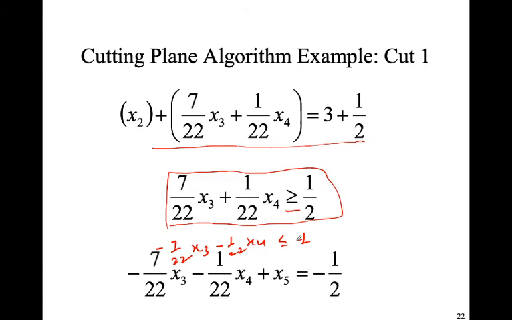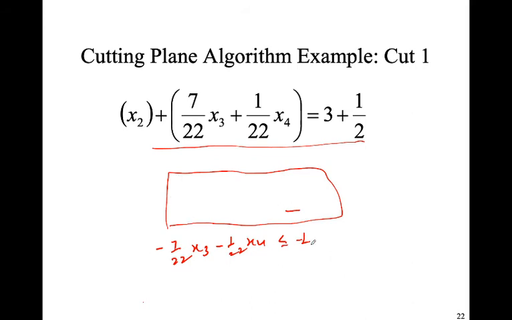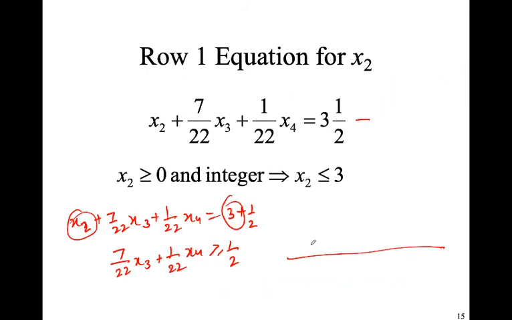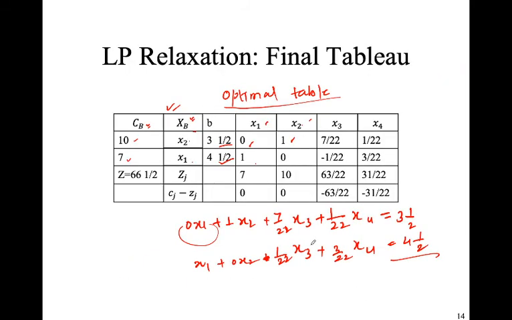Okay. So the same thing I did here. First multiplication, this becomes negative, and then we have added one additional slack variable x5. So this is equal to minus half. Okay. So now we are going to add this equation into the final simplex table. So the final simplex table, if you look here, this is the final simplex table.